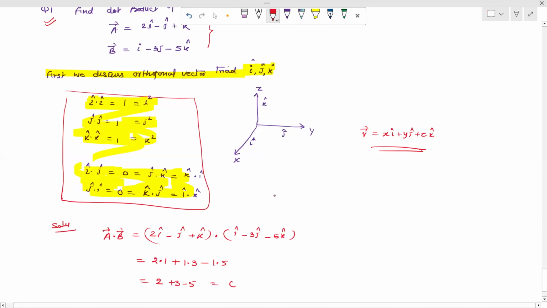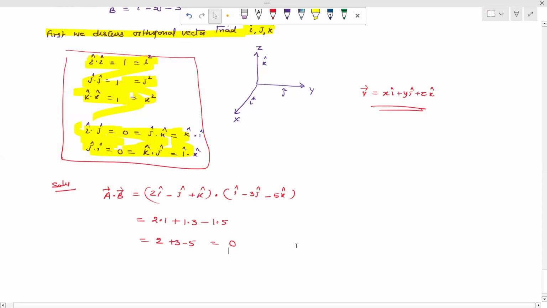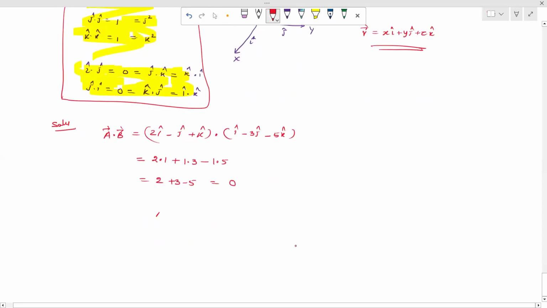2 + 3 - 5 is equal to 0. So 0 has come. Now that 0 has come, it means the dot product of two vectors is 0, that means vector a dot vector b is equal to 0, so it means that they are perpendicular to each other. So vector a and vector b are perpendicular to each other.